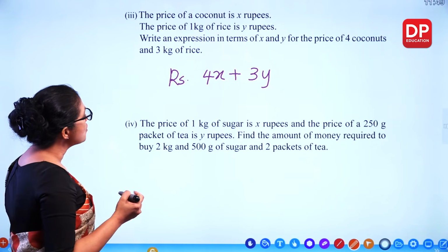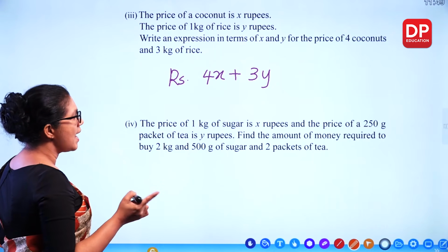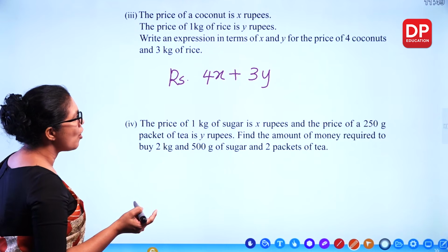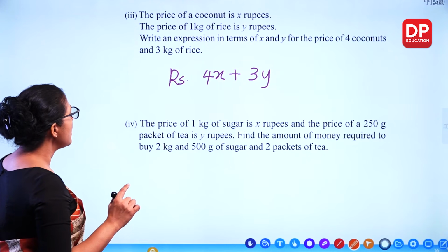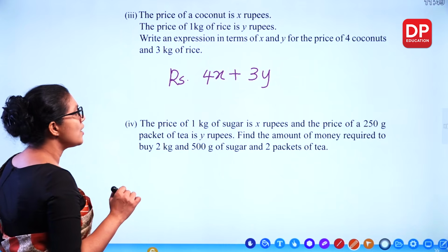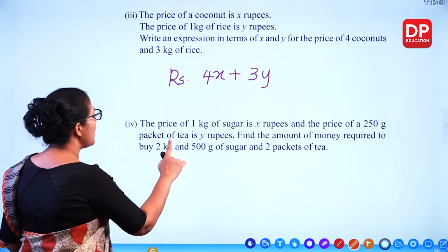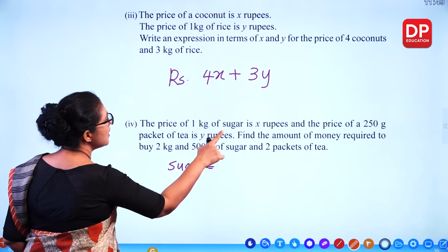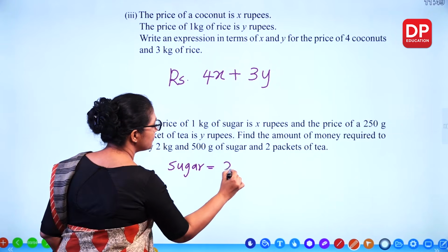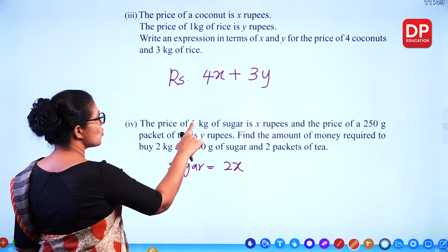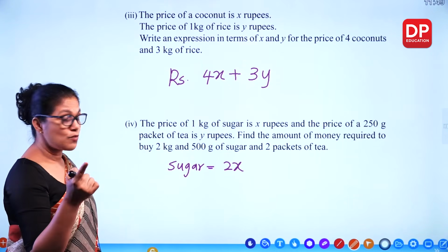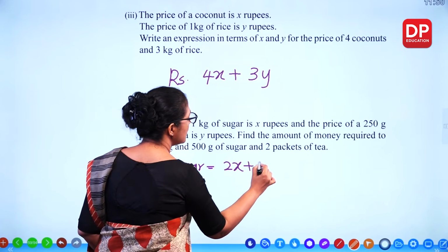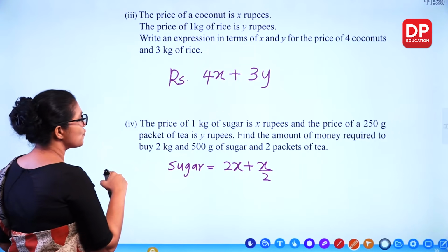Next one, the price of 1 kilo of sugar is X rupees and the price of a 250 grams packet of tea is Y rupees. Find the amount of money required to buy 2 kilos and 500 grams of sugar and 2 packets of tea. So we know 1 kilo is X rupees. So 2 kilos, 2X. What about 500 grams? That means half of a kilo, so X over 2. That's the total price for sugar.